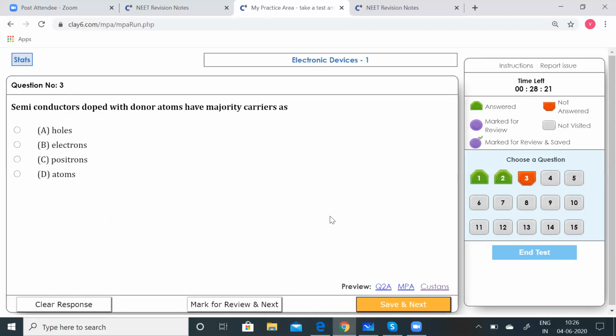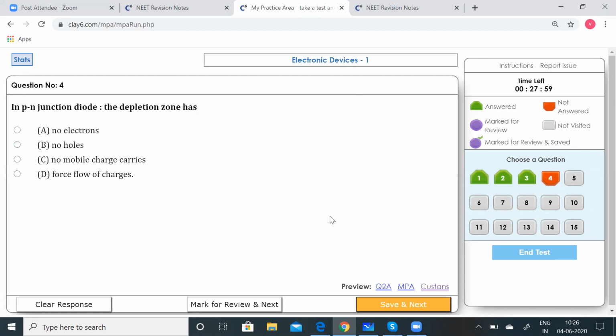Semiconductors are doped with donor atoms, with majority carriers as holes, electrons, positrons, or atoms. So they are doped with donor atoms. When they are doped with donor atoms, they are like N-type semiconductors, and the majority carriers are electrons. So option B should be correct.